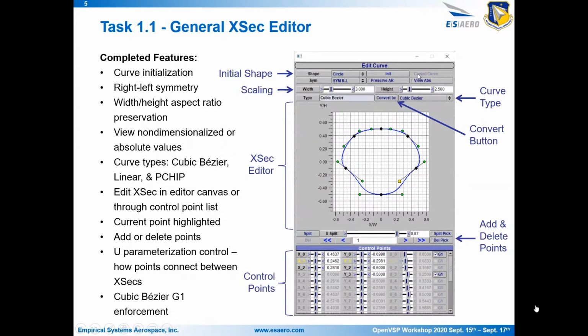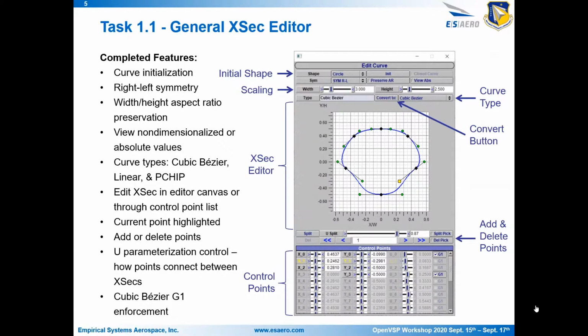That basically just forces the first control point to be at the same position as the last control point. Pretty much 100% of the time, you'll always want to have that toggled on. There's also a button below that where you can view the absolute values of the control points.